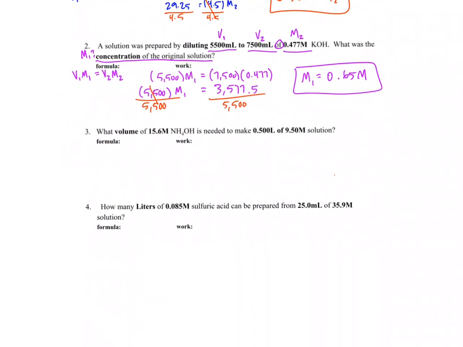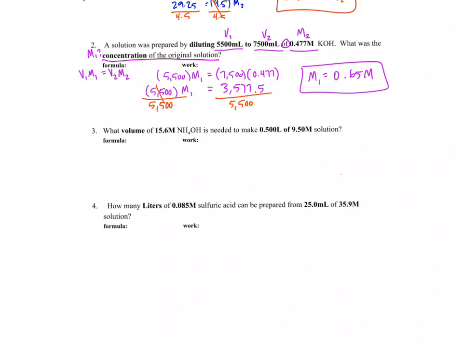All right, moving on, we're down to our last two here. It says, what volume of 15.6 molar NH4OH, ammonium hydroxide, is needed to make 0.5 liters of 9.5 molar solution? All right, so step one, identify what's a concentration, what's a volume. So 15.6 M, that is a concentration. 0.5 L, that's a volume. 9.5 M, that's a concentration. Okay, it even says what volume. So I'm solving for a V.